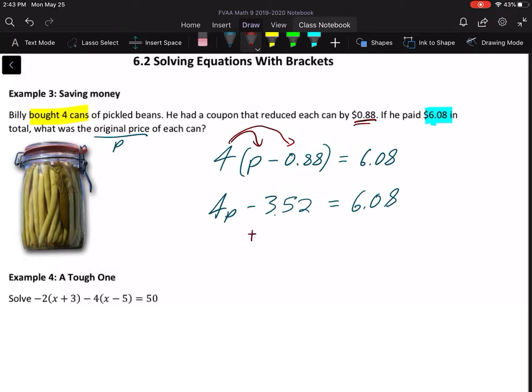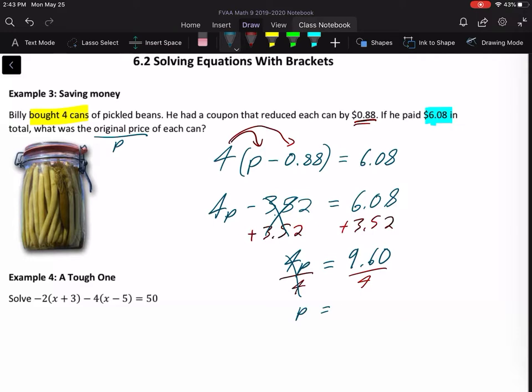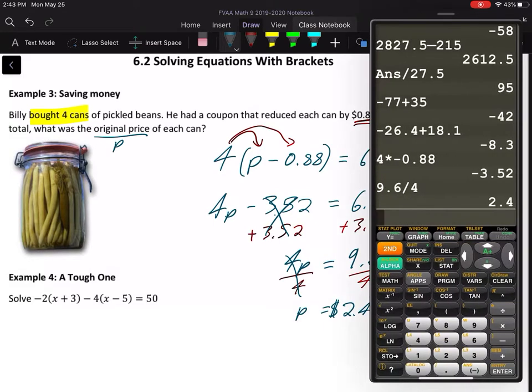Now it's just 2-step algebra. You're used to these questions by now, so I'm going to add 3.52 on both sides. That cancels that out. I'm left with 4P is equal to $9.60, and then I'm going to divide by 4. 9.6 divided by 4 gives me $2.40.